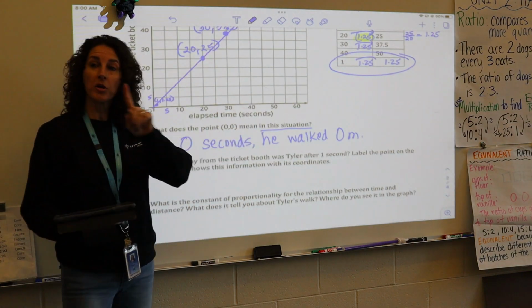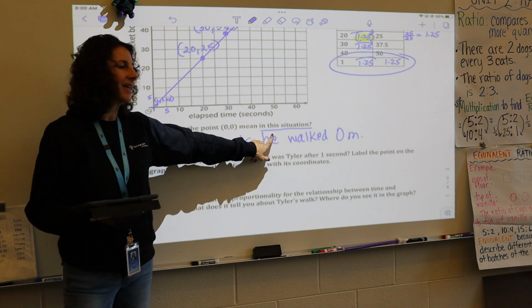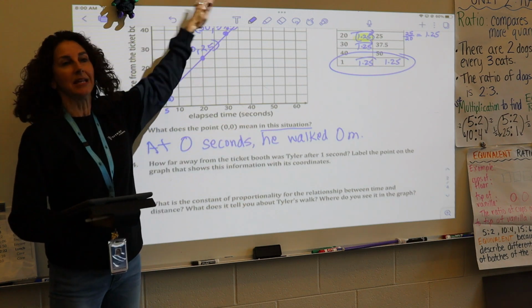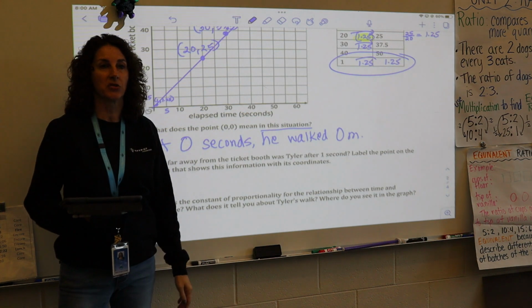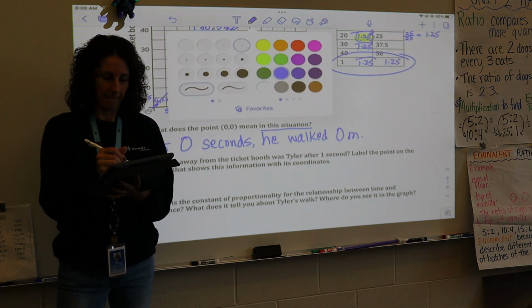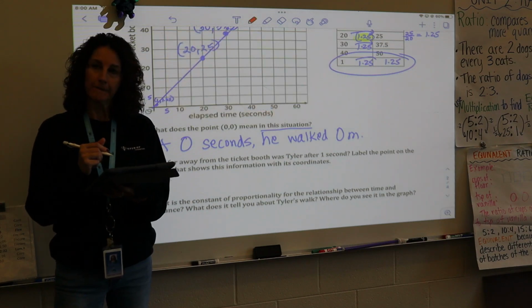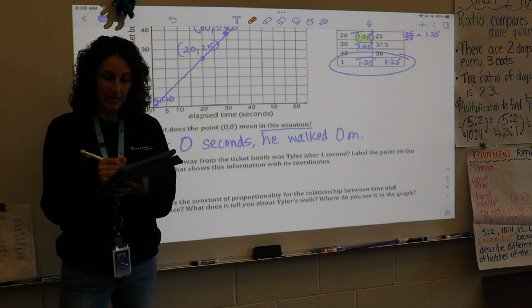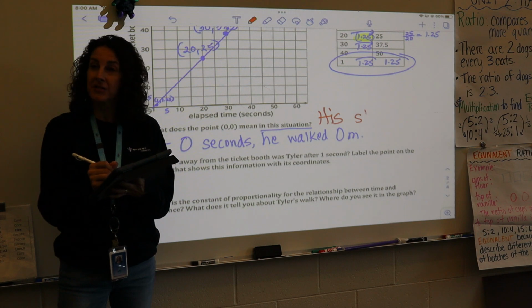So it's really important that when it says in this situation, I mean in this context, what does that (0, 0) mean? Yes, what's your other one? It can also mean the location of the ticket booth because that's where he kind of technically started. Okay. So it can also represent his starting point.